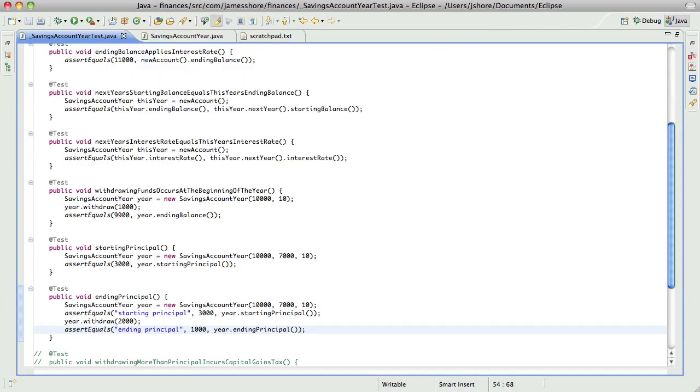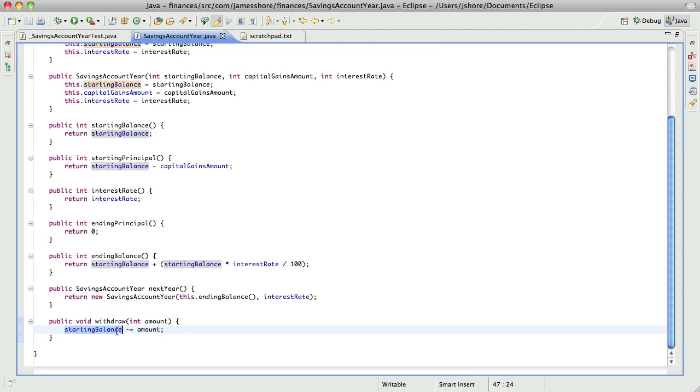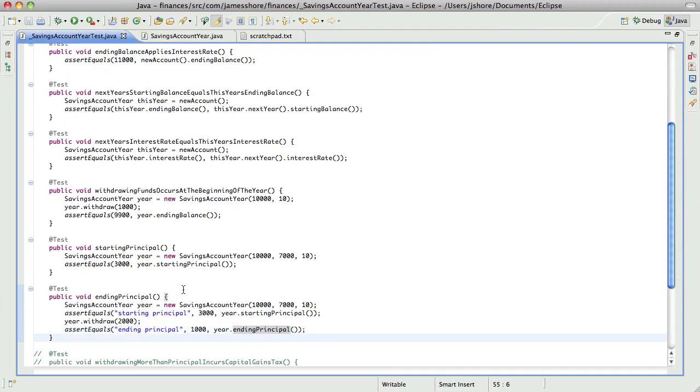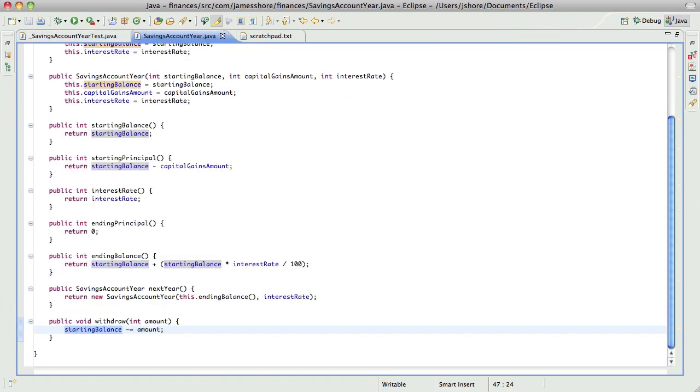So ending principal expected 1,000, but was 0, which is because I've hard-coded this. So here's an interesting question. What if, rather than having withdraw subtract an amount, what if we keep track of how much we withdraw throughout the course of the year, which will raise the question of multiple withdrawals in a year. Let's just mark that as to do. Let's see if I can code this up.